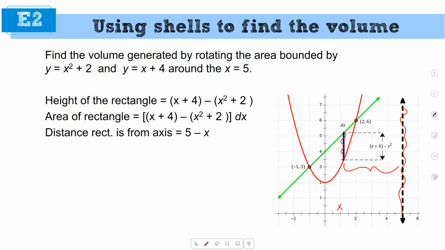Okay, so if I put this representative rectangle somewhere else, let's suppose I put it over here. It's still going to be the same height. It's still x plus 4 minus x squared plus 2. It's not a numerical value, it's an equational value. And the distance is still going to be 5 minus x because it's the right minus the left, and I chose to put that at x. Okay?